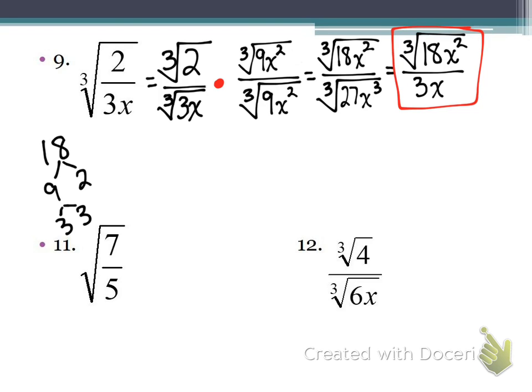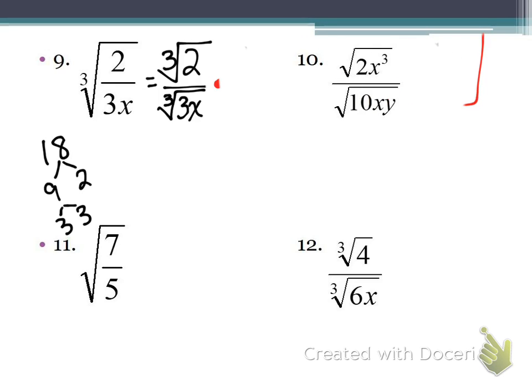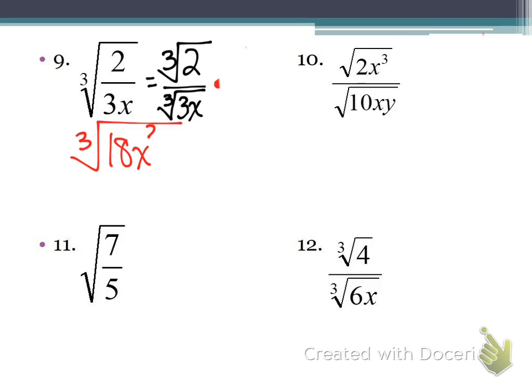Okay. I'm going to take away some of this so that we can get number 10 back. There it is. If we do still need the answer, I'll write it down here for now. The answer to that one was the cube root of 18x squared all over 3x.